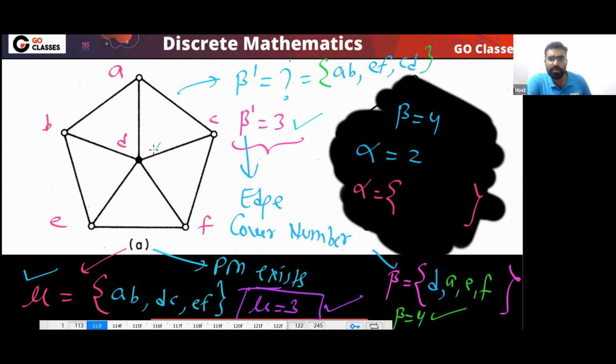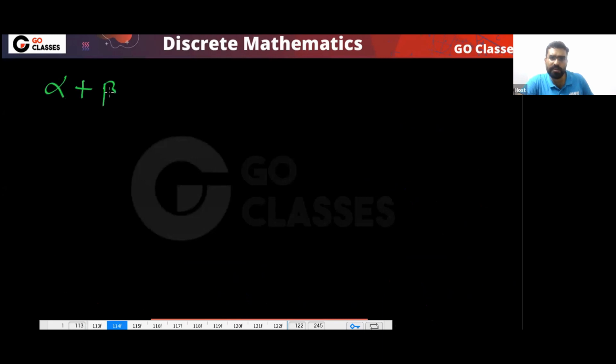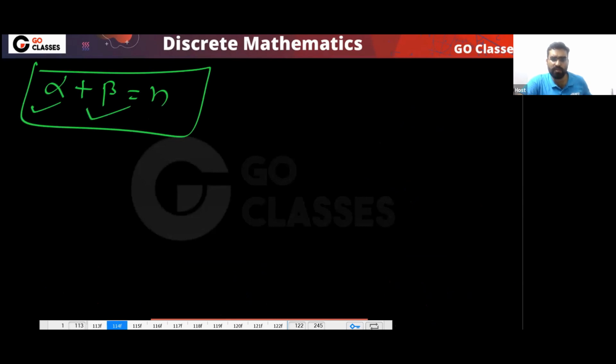Can you notice what is the largest independent set you can create? Can you take D? If you take D, you cannot take anything else. So you cannot take D. Finally, I can take A, E. So you can notice beta is 4, alpha is 2, because we already know that alpha plus beta is equal to N. Independent set plus vertex cover is equal to N.